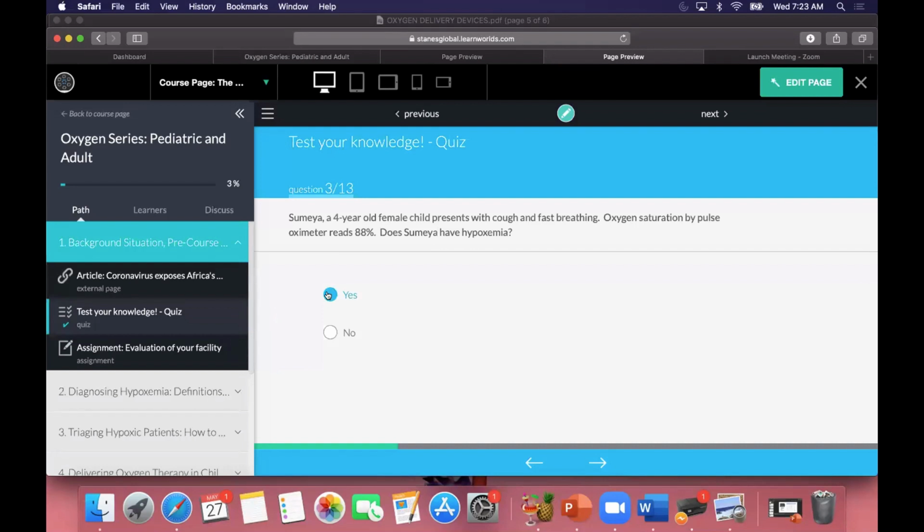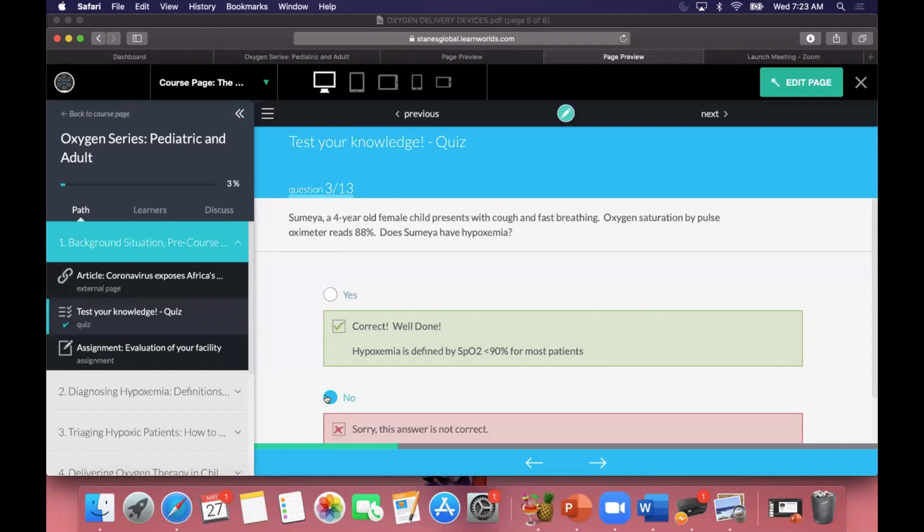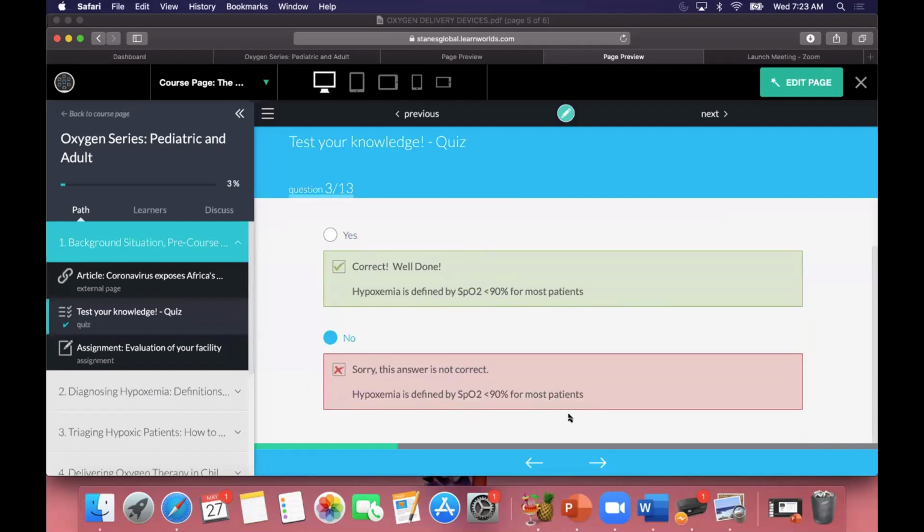Okay, I'm going to say she does. Hypoxemia is defined by an SpO2 less than 90% for most patients. If your patient has chronic COPD, your saturation may be less than 90%. If your patient lives at high altitude, your SpO2 may be less than 90%. And again, in pregnant patients, we want to have a higher SpO2. But for most patients, an SpO2 less than 90% defines hypoxemia, and that patient would need oxygen.